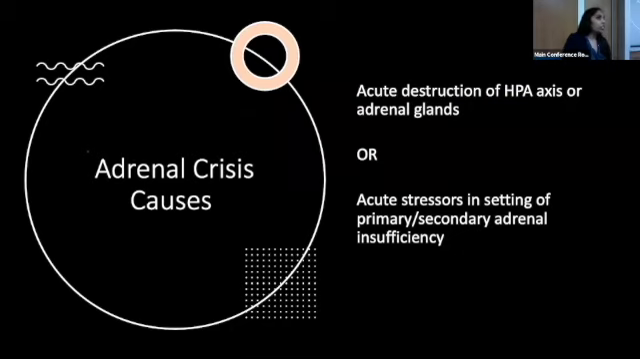So adrenal crisis results basically from 2 main pathways of causes. It can result from the acute destruction of the hypothalamic pituitary adrenal axis or actual destruction of the adrenal glands themselves, versus acute stressors in the setting of primary or secondary adrenal insufficiency. Common stressors include acute infection, particularly gastrointestinal infection, surgery, extreme physical activity, severe injury or burns, dehydration, and classically cessation of chronic glucocorticoid replacement in someone that needs it.